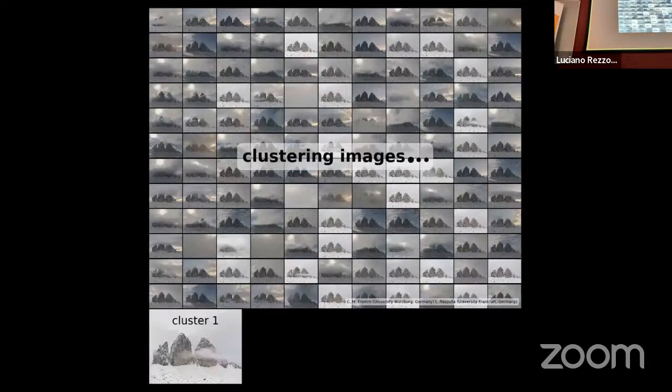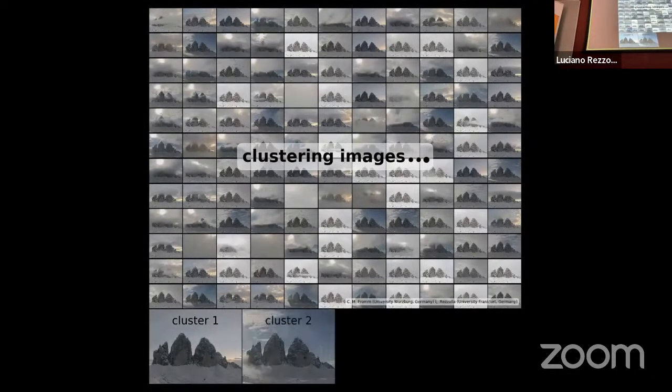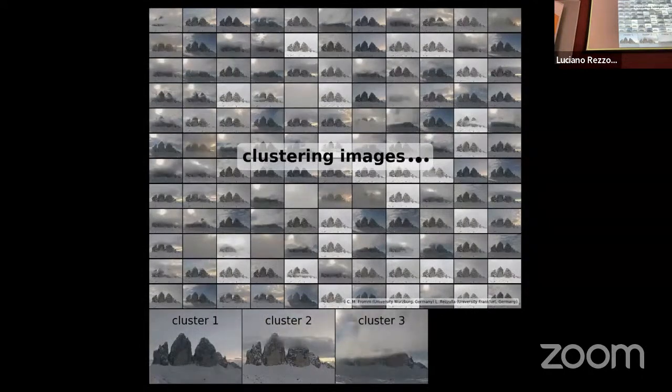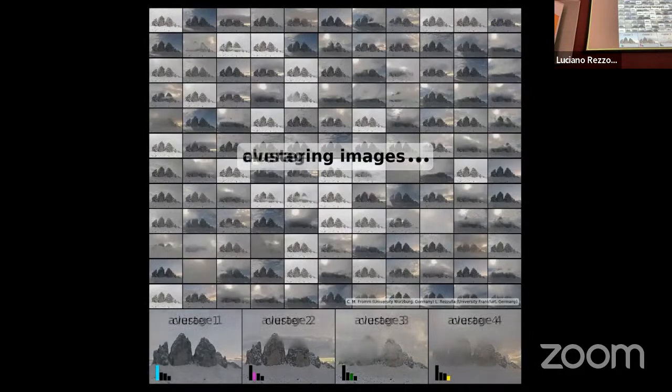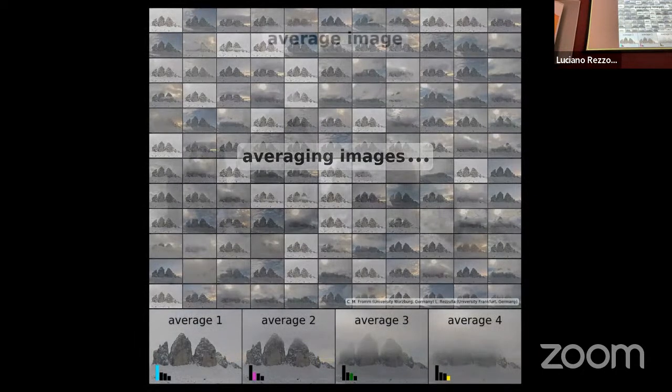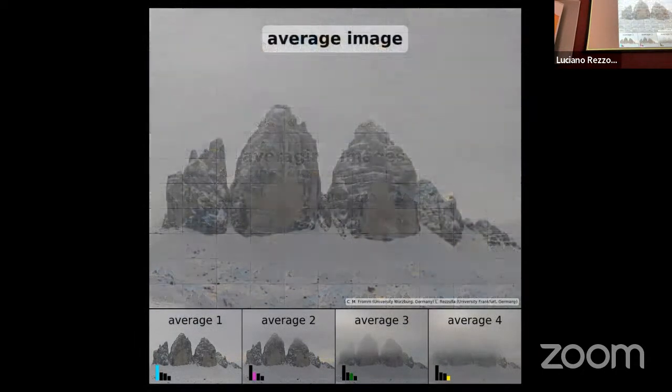You can think of this time-lapse movie as just a combination of many, many images. Then you can start doing a clustering where you put in one box all the images where you see three peaks, and in another box all the images where you see at least two peaks. In another box, all the images where you see at least one peak. And then in the last box those images where you don't see any peak. And then you can do some statistics, and the statistics is shown over here.